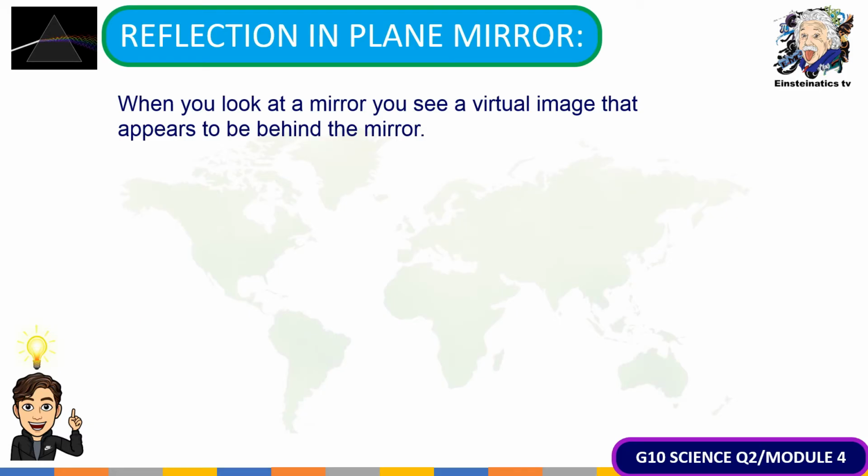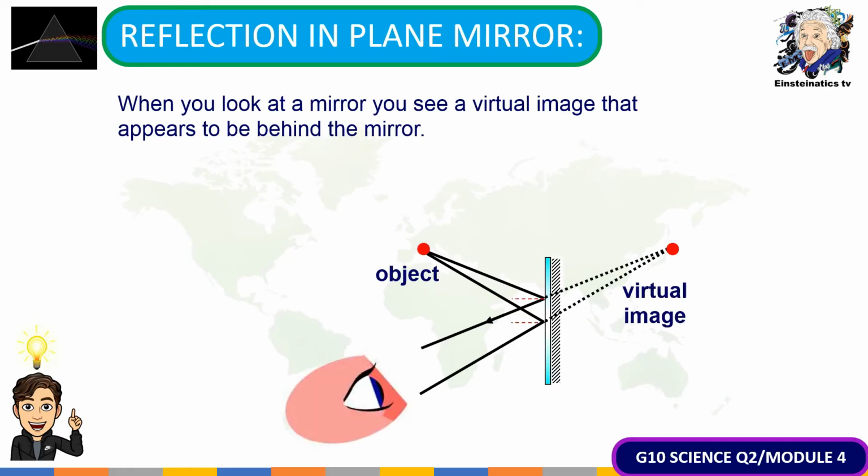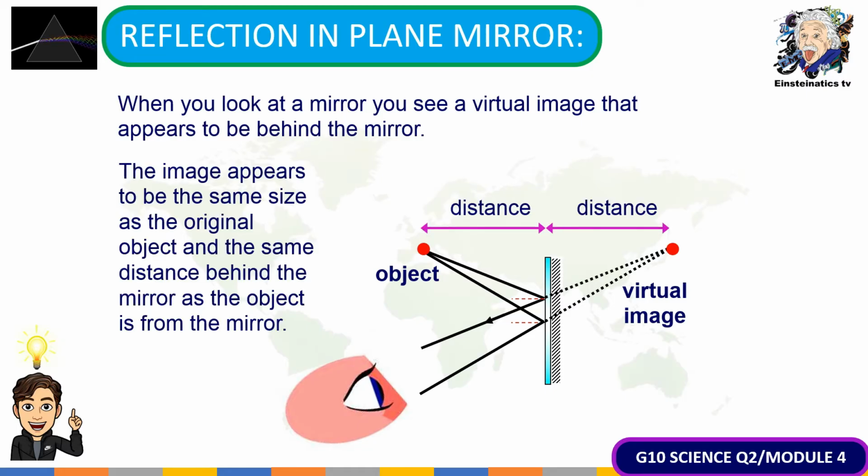So, paano nga ba nagkakaroon ng reflection sa isang plane mirror or salamin? So, pag tumingin ka sa salamin, yung makikita mo, yung tinatawag na virtual image that appears behind the mirror. Okay? And, as you can see, the image appears the same size as the original object and of course, the same distance behind the mirror as the object is from the mirror.